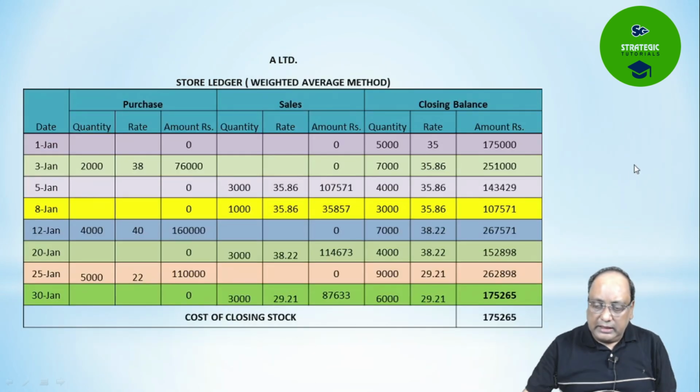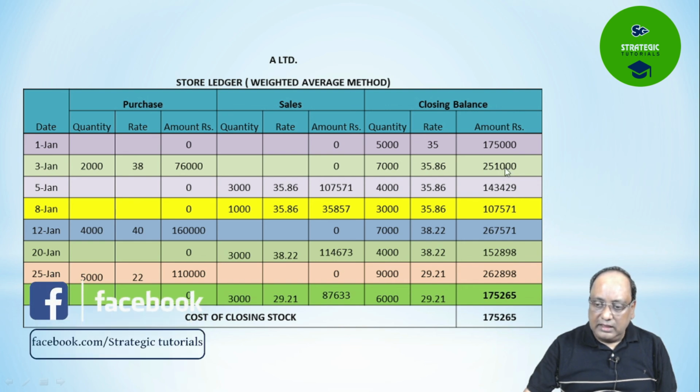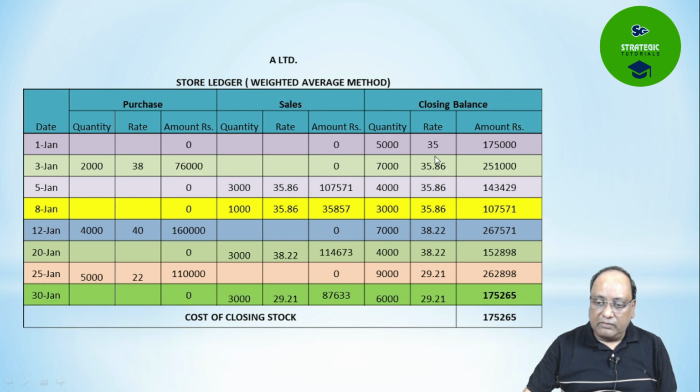So on 1st January, 5,000 units, that was the opening balance at the rate of 35, total 1,75,000. Next on the 3rd we have purchased 2,000 units at the rate of 38, total 76,000. So you have to add the quantity, 5,000 plus 2,000, that is 7,000. Similarly 76,000 plus 1,75,000, total is 2,51,000. So ultimately if you divide 2,51,000 by 7,000, automatically the average rate is coming to 35 rupees 86 paise, 35.86.